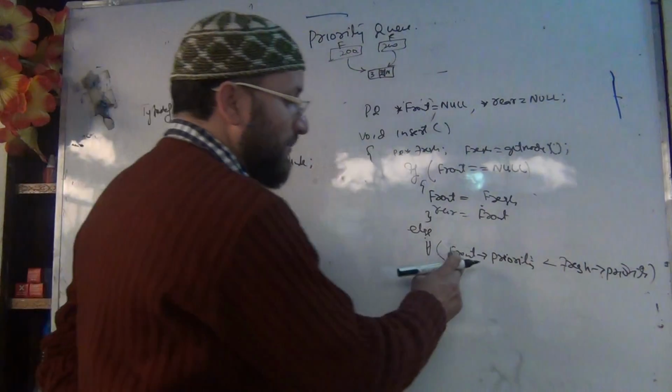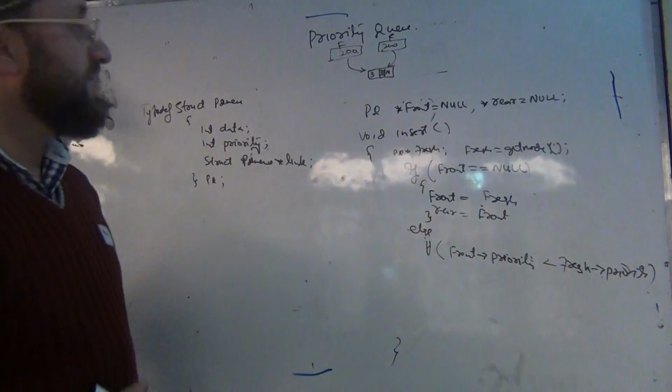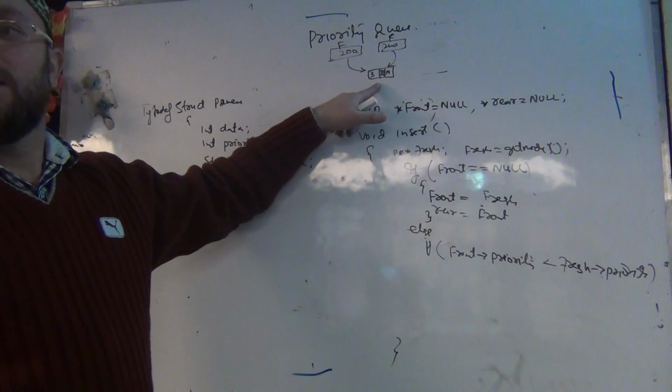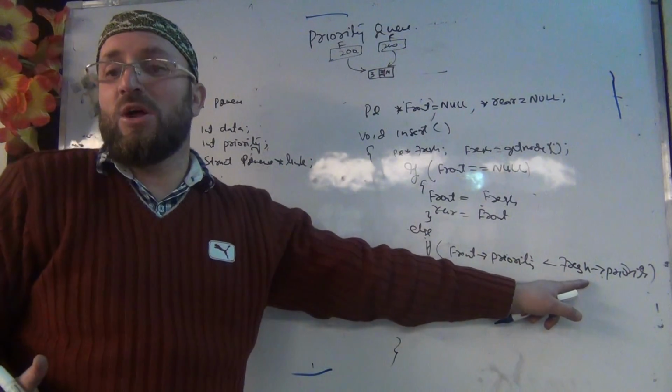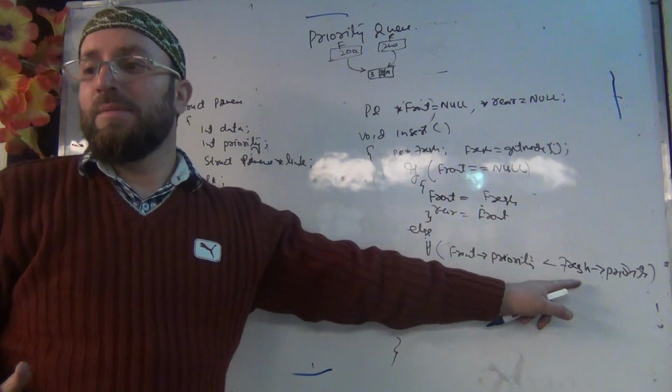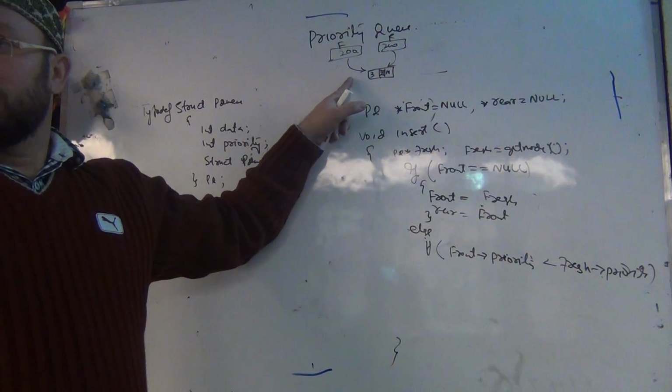So here I will say front arrow priority is less than fresh arrow priority. If my front arrow priority is smaller than the new node's priority, that means the new node's priority is greater. That means it should be here. Does it make sense?